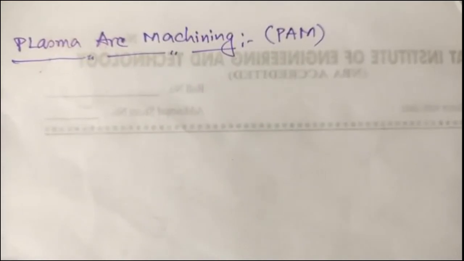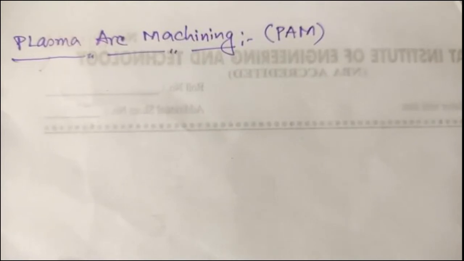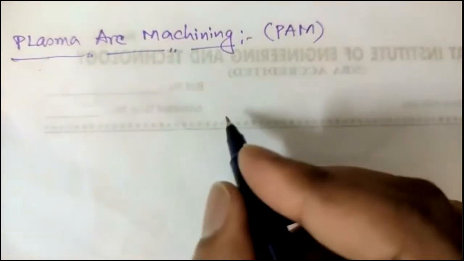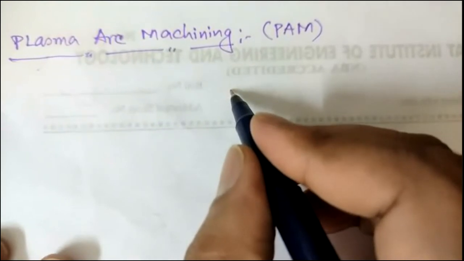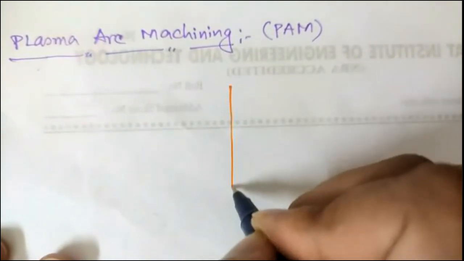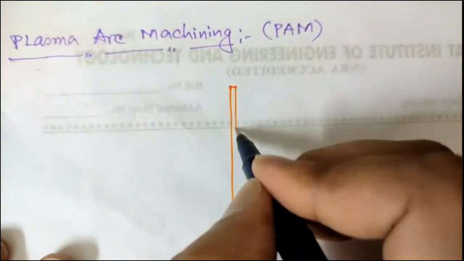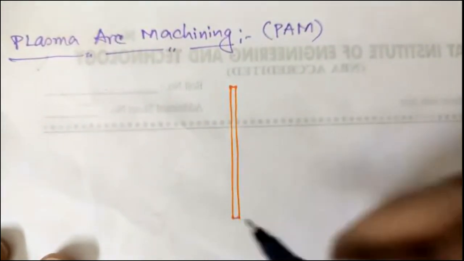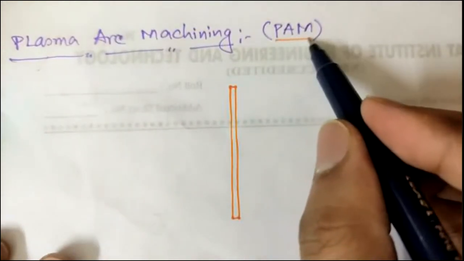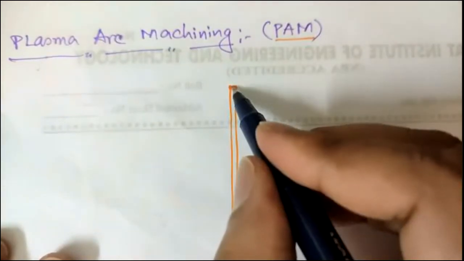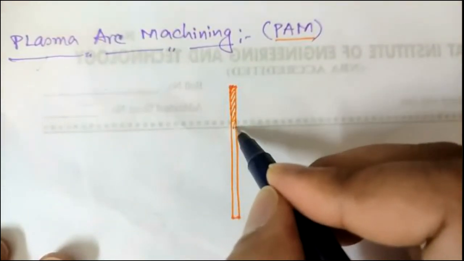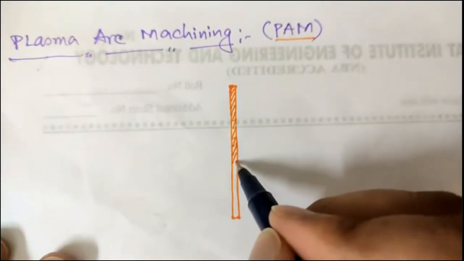So first and foremost, I would like to draw the diagram, and I expect that each of you will draw the same diagram, and then I'll be explaining its working principle. As I said, we need to have a non-consumable tungsten electrode. This plasma arc machining, similar to laser beam as well as electron beam, can also be used for welding purpose, which is known as plasma arc welding.